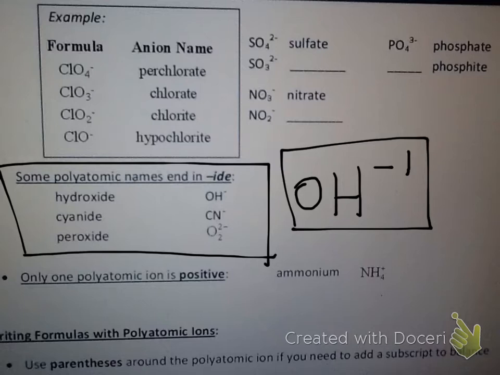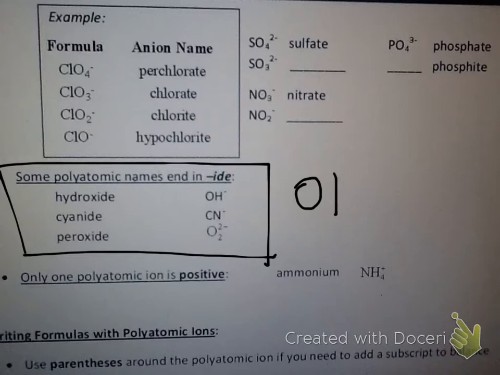And finally we have peroxide. What does per mean? 1 more oxygen. So if oxygen is O2- , that's oxide. Peroxide is 2 oxygens bonded together with a -2 charge. All right, peroxide. So I want you to know those. Those are some other anions that will come up very frequently.